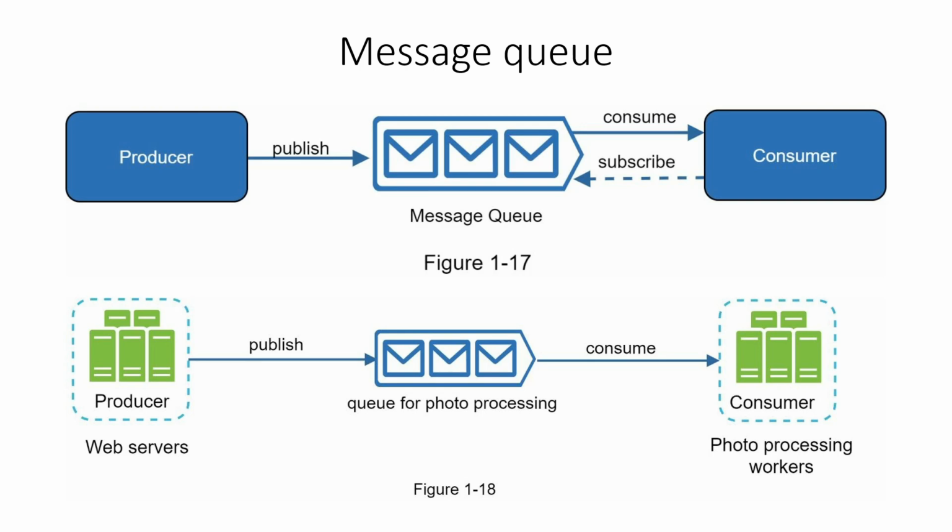In Figure 1.18, web servers publish photo processing jobs to the message queue. Photo processing workers pick up jobs from the message queue and asynchronously perform photo customization tasks. The producer and the consumer can be scaled independently. When the size of the queue becomes large, more workers are added to reduce the processing time. However, if the queue is empty most of the time, the number of workers can be reduced.